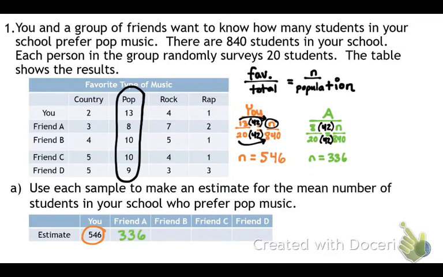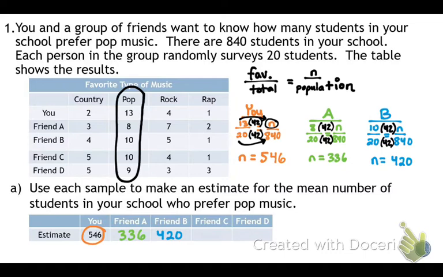Let's go on to friend B. Reese, how many people did friend B discover liked pop music? 10 out of 20 equals n over, what was the population? Very good. Once again, same missing link. We're multiplying by 42 on top and on bottom. Reese, how many people do you estimate for friend B like pop music the best? 420. Okay, and then I'm going to put that down in the box.